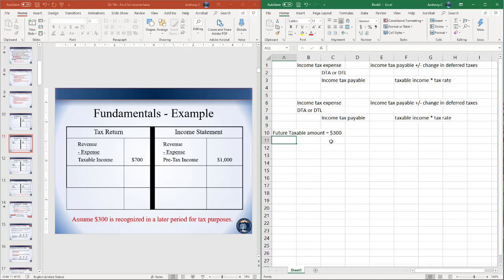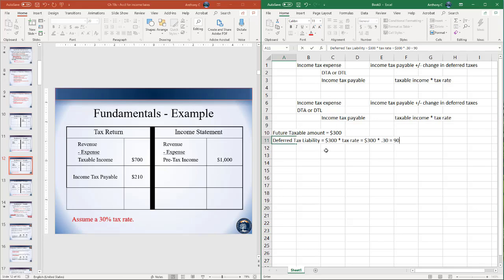Since we have $300 that will be taxed in the future, that means we'll be obligated to pay the taxes on these, so we'll have a deferred tax liability. To figure out the deferred tax liability as a result of this, we'll take the future taxable amount and multiply by the tax rate. The tax rate is given on the next slide. Let's assume it's 30%. So for the deferred tax liability, we'd have $300 times 30%, which gets us to $90 of taxes we'll have to pay in the future.